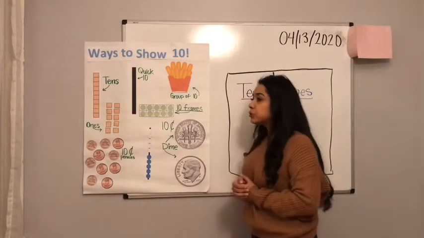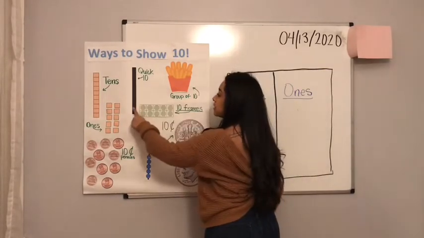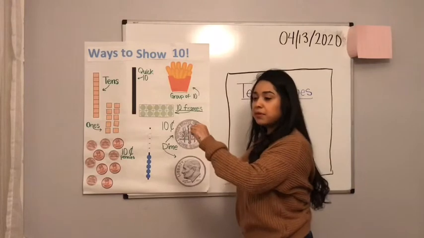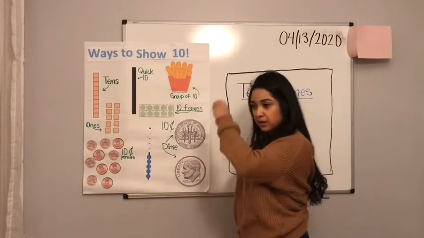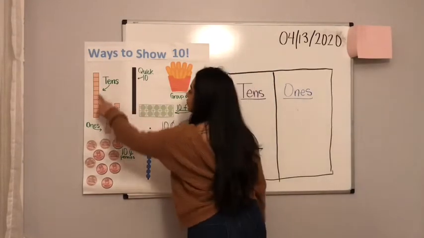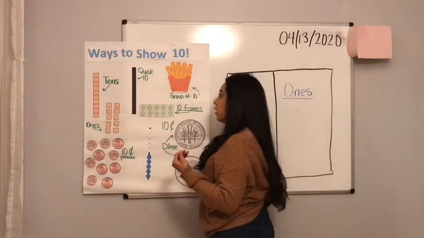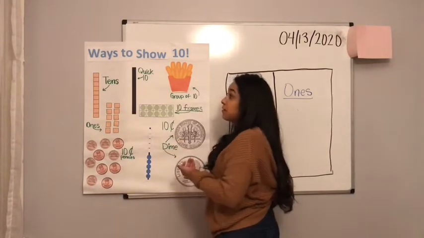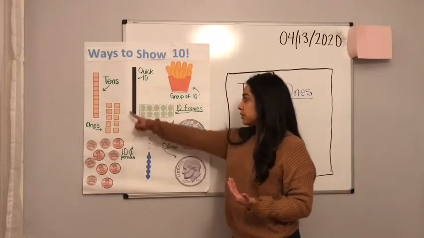Another way to show 10 that we talked about in our classroom was the quick 10. Remember, the quick 10 is just a line, and then we showed the rest of the number. For example, like 13, we would draw the line and draw the 3 little circles. We do the quick 10 so that we don't have to do all the boxes, so it is easy for us to understand. We do the quick 10 if we are writing fast, which is why it's called the quick 10, so we can represent 10 with this.